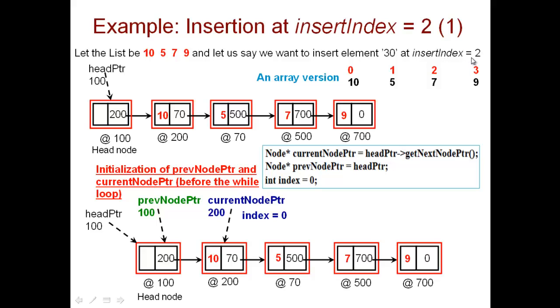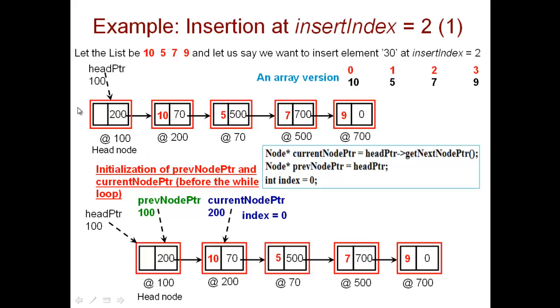at index 2. That means if this is the list to begin with, think about it like an array. 10 will be at index 0, 5 will be at index 1, 7 will be at index 2, 9 will be at index 3. So after the function insert index is called, the list should look like this: 10, 5, 30, 7, 9. So 30 should be at index 2, 7 should be at index 3, 9 should be at index 4, right? If it was an array, that's a similar thing you now want to accomplish with the list. Alright.